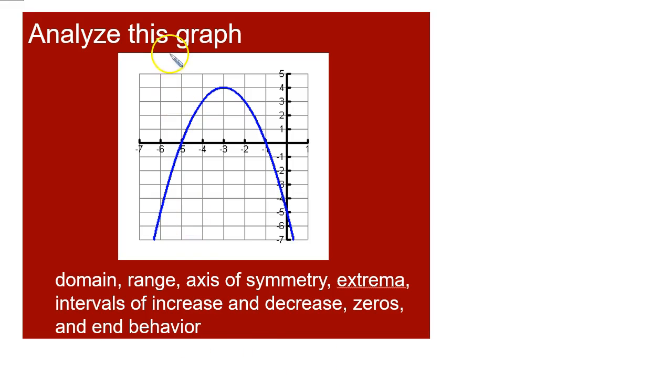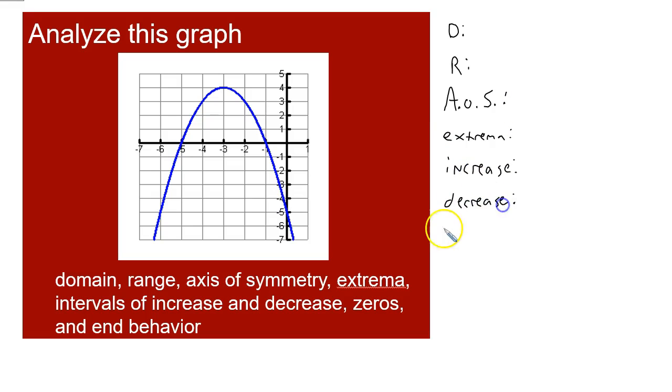And our last question today, it says analyze this graph, and here we're asked to do a whole bunch of stuff. We want to find domain, we want to find range, we want to find the axis of symmetry. We want to find any extrema. Intervals of increase and decrease. Zeros and end behavior. And it's not on this list here, but I'm going to add a characteristic we mentioned, the y-intercept. When we find the zeros, we're going to find the x-intercept. Let's also find the y-intercept. So let's kind of go through this as quick as we can.